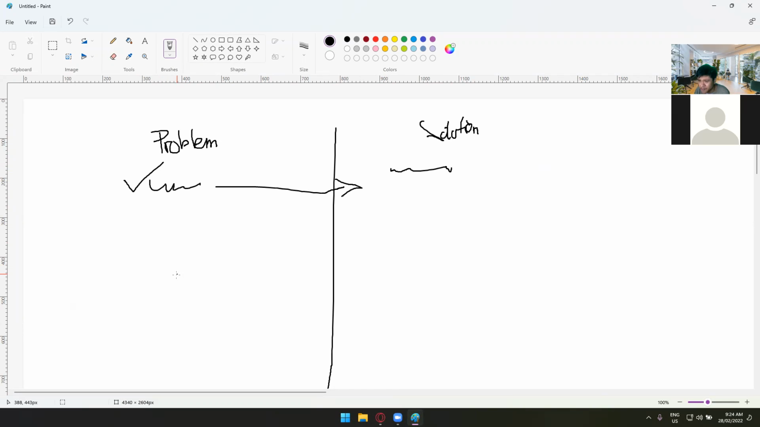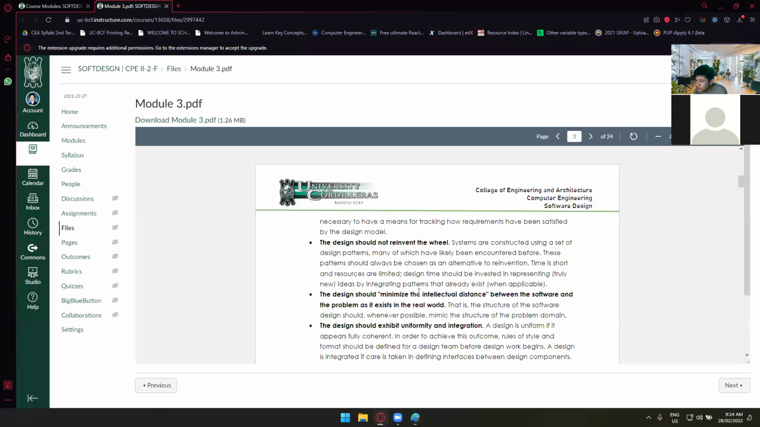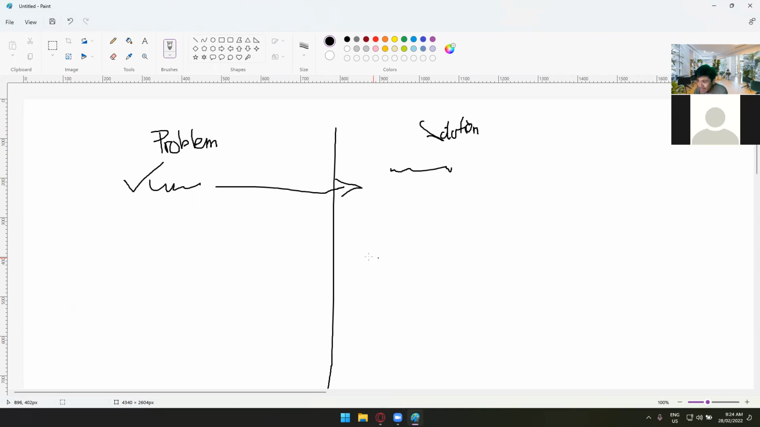Very straightforward. The intellectual distance between the software and the problem is not that far. In other words, it's very straightforward. Now, if you have this problem, and then you have this solution, this solution, this solution, and another separate ways or dissected parts in doing that one, like you have three parts before you can finish the problem, well, I think this is not a good idea. Still okay, but as much as possible, make it as simple as possible.